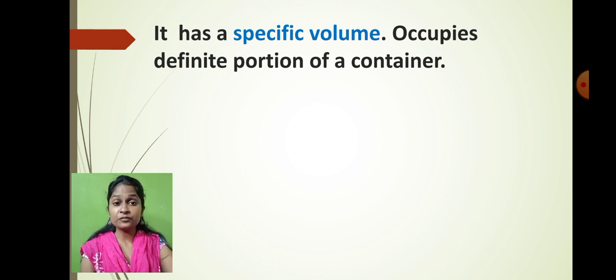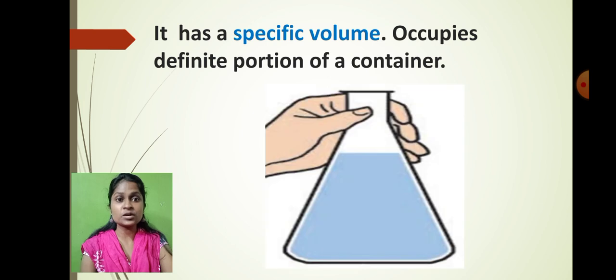But the liquid has a specific volume. Liquid doesn't have shape, but liquid has a definite volume and it occupies a definite portion of the container. Is that clear, students, what I told you here? So can you see that here in the image?